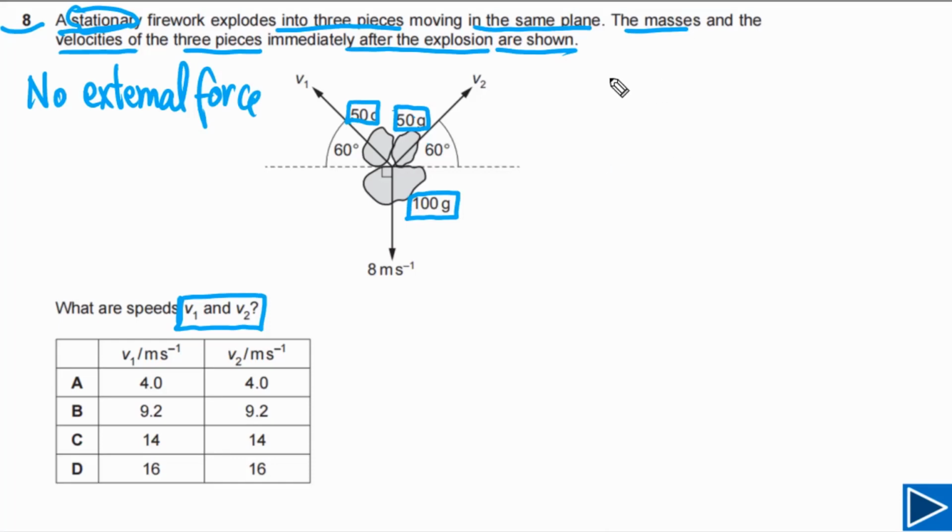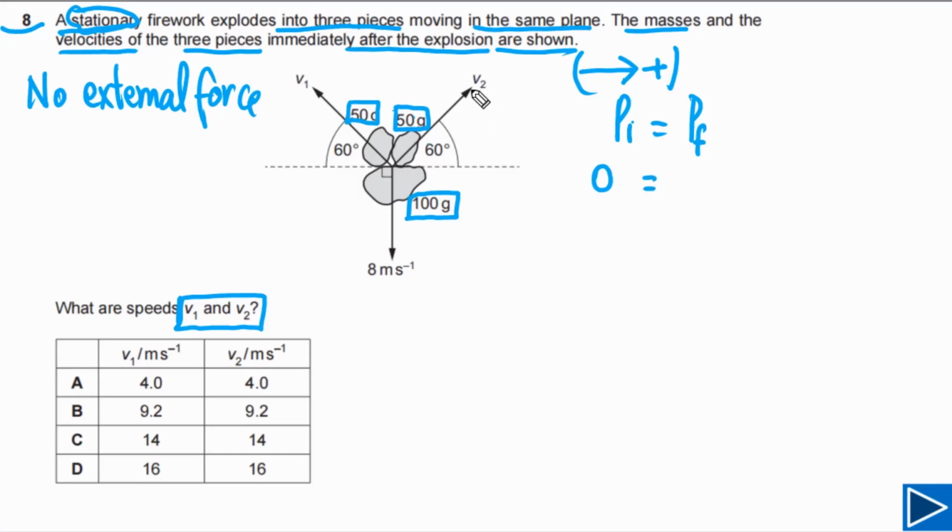First of all, we will consider momentum along horizontal, and we will take to the right as positive. So simply we will say the initial momentum of the system has to be equal to the final momentum of the system along horizontal, meaning along the x direction. In this case, the initial momentum along the x direction is equal to 0 because this firework was at rest, it was stationary. So P initial is equal to 0.